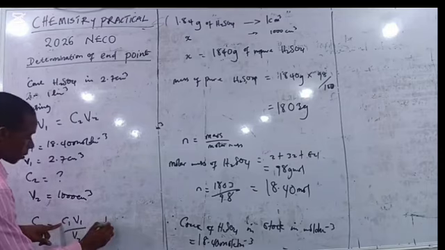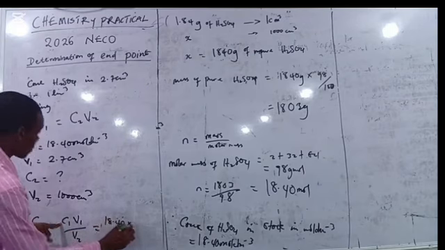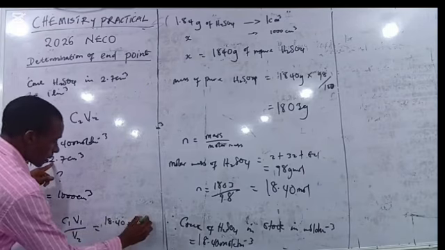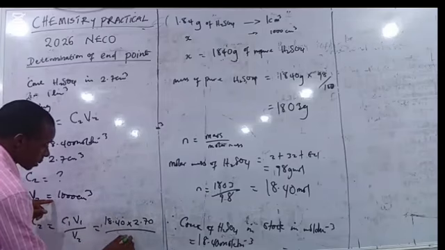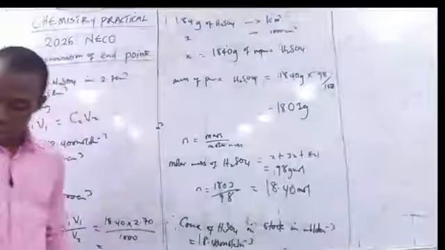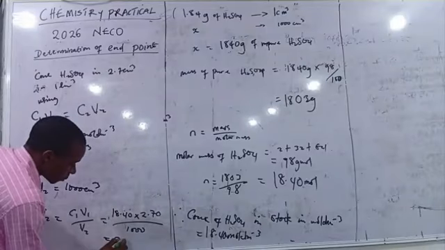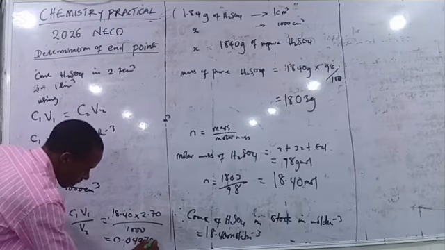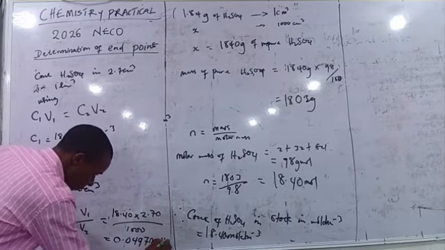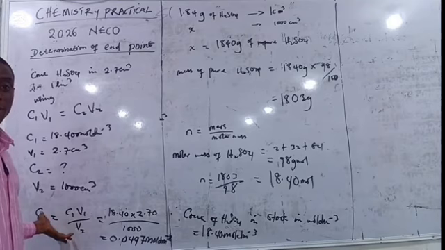Going to be 18.40 times 2.70 divided by 1000. Right, so you can use your calculator. Answer is 0.0497 mole per dm cube. We are done with the first step.